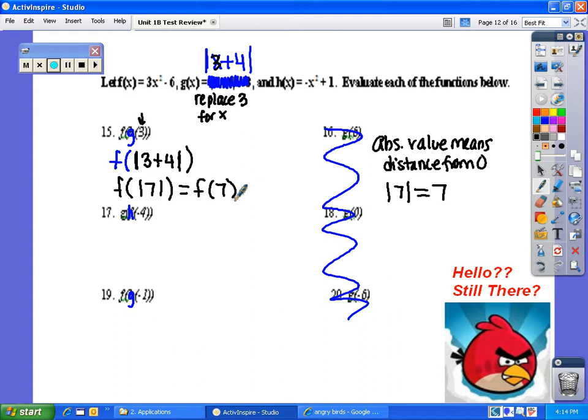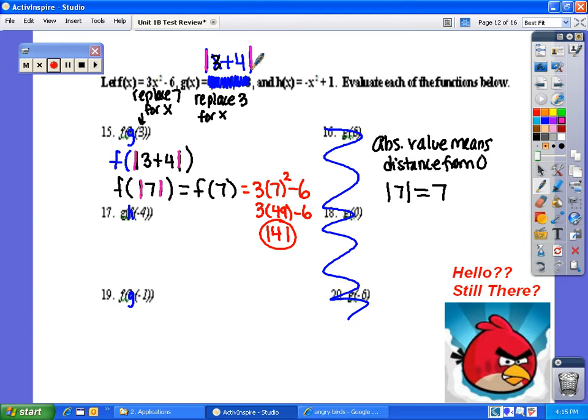So now we're going to take our 7 and replace it for x into our f function. So I'm going to take 3x squared, instead of having x, I have 7. So now it's 3 times 7 squared minus 6. Remember, do PEMDAS, so we're going to do the exponent first, which is 49. And 3 times 49 minus 6 altogether is 141. So for these sections, we are looking for a whole number. Okay, so I'm just going to draw the bars here so that you don't think that it's an 11 or something like that.